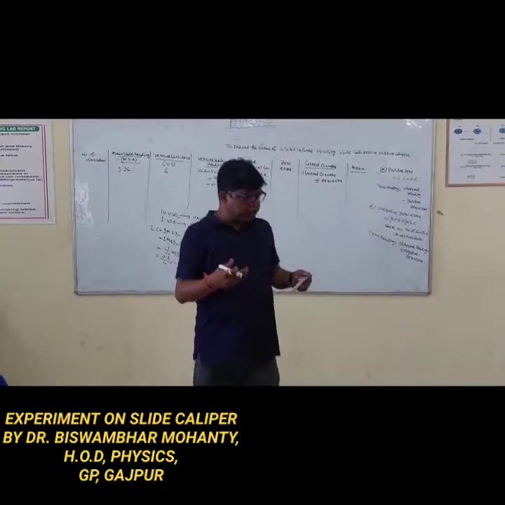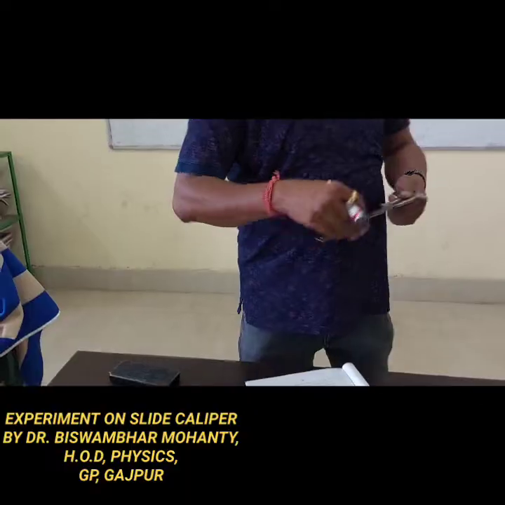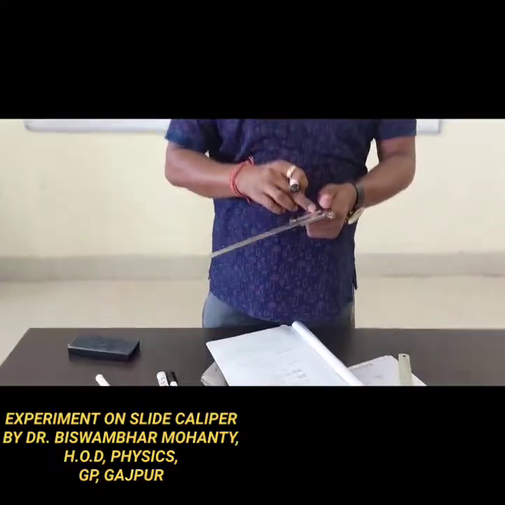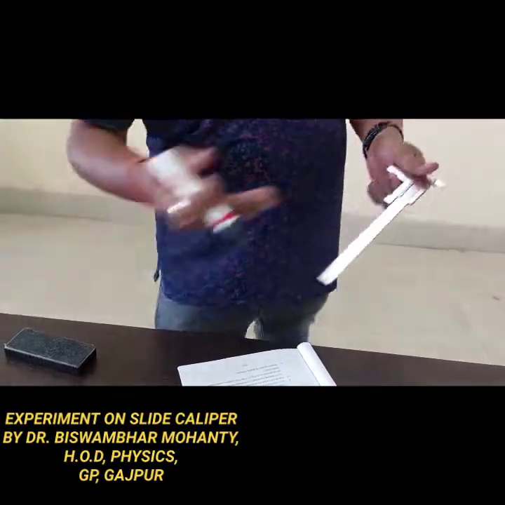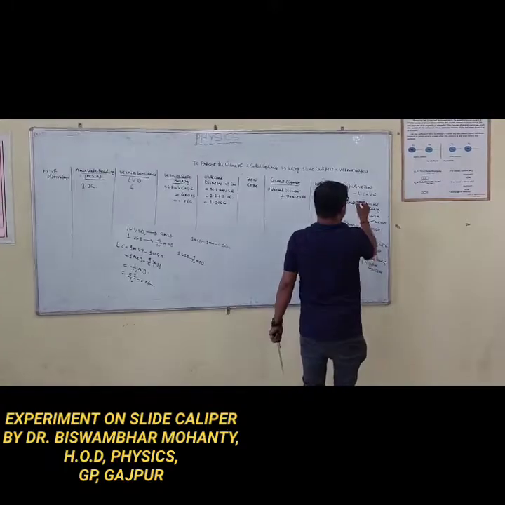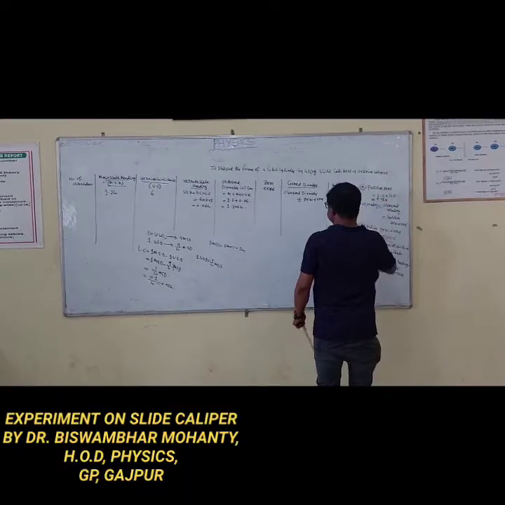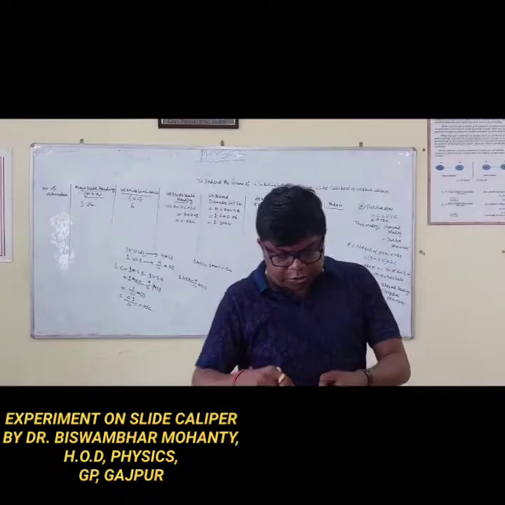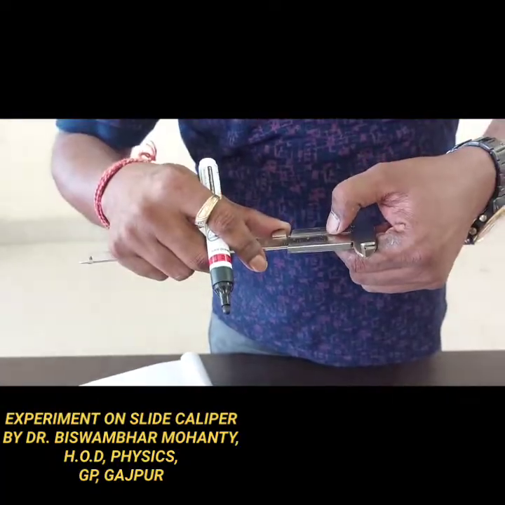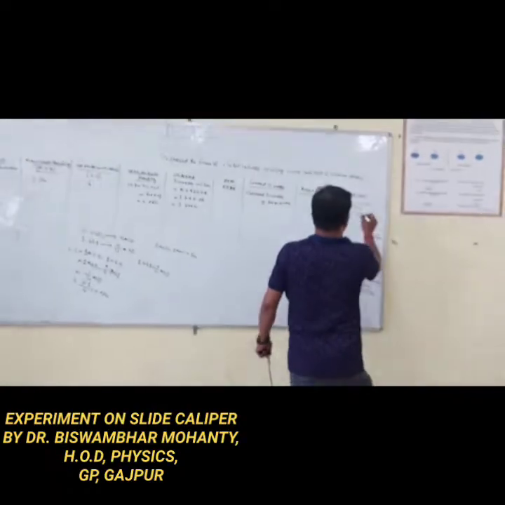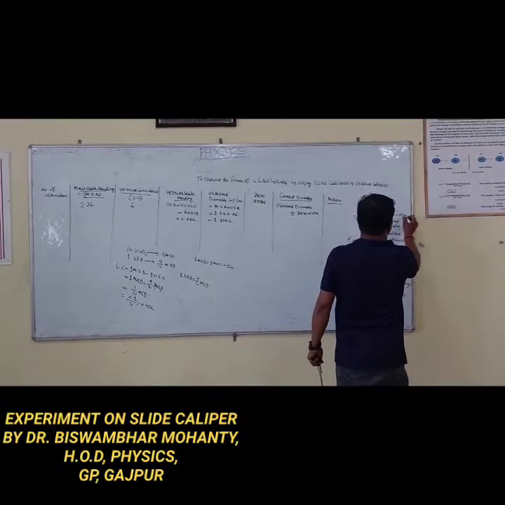Then zero error. Suppose the zero of the vernier scale is right to the zero of the main scale, then it is positive zero error. The least count we have already calculated as 0.01. Suppose the 5 of the vernier scale coincides with the main scale, that is the vernier coincidence 5, so the positive zero error is 0.05 centimeter.